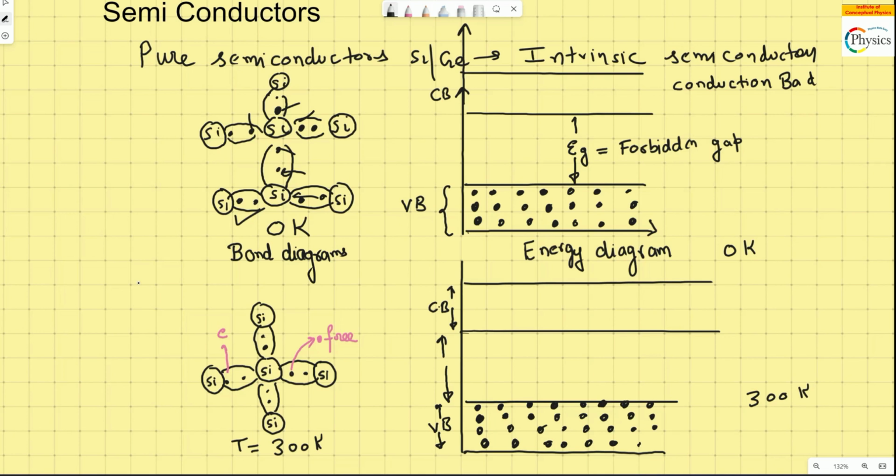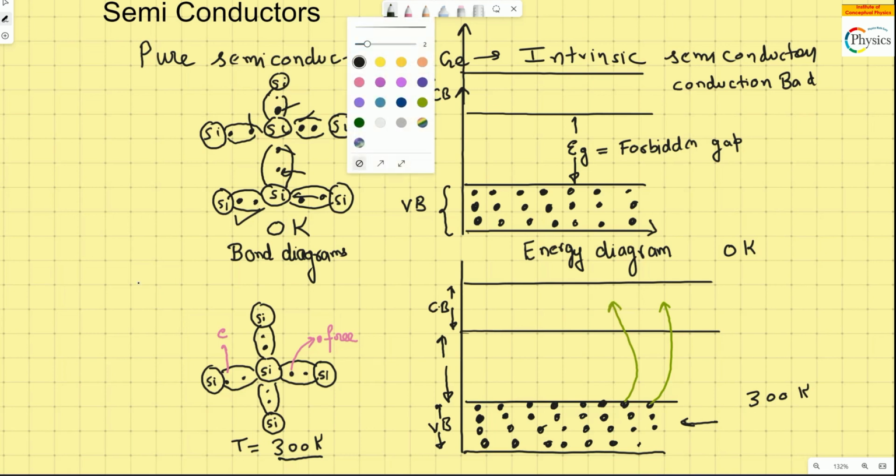Now when the temperature is 300 Kelvin, the electrons in the valence band jump to the conduction band, only a few. So few electrons jump here, and the electrons have reached the conduction band. Conduction band electrons are the ones that take part in the flow of current or electricity. When they move here, what they leave behind is a hole.